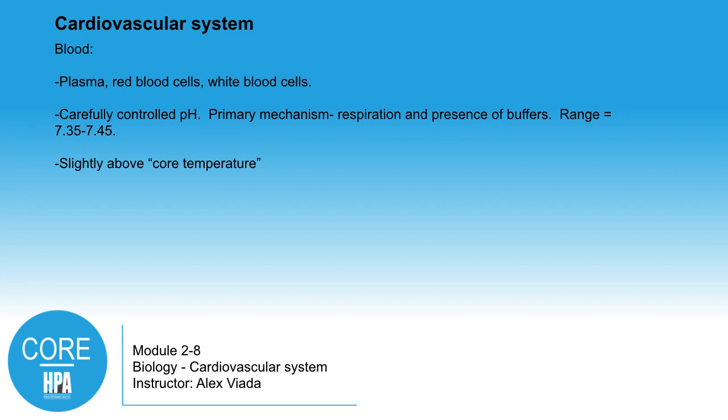Everything in the body is about homeostasis. If you start to modify temperature, or modify pH outside a very narrow range, you can get severe complications. If pH goes too high or too low, these are medical emergencies. A pH below about 7.2 or above 7.6 is extremely dangerous.